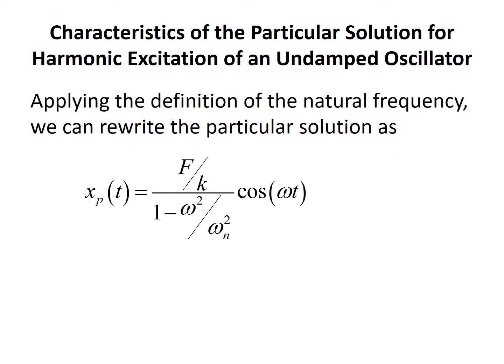Now if we apply the definition of the natural frequency, remember omega n squared is equal to k over m, then the term in the numerator simplifies to F over k. The denominator stays the same. And so again, another version of the particular solution is xp of t is equal to F over k over 1 minus the ratio of the squares times cosine omega t. Now why do we do this? Well, what we can do is take this expression and try to understand what's going to happen in different regimes as omega changes relative to omega n.